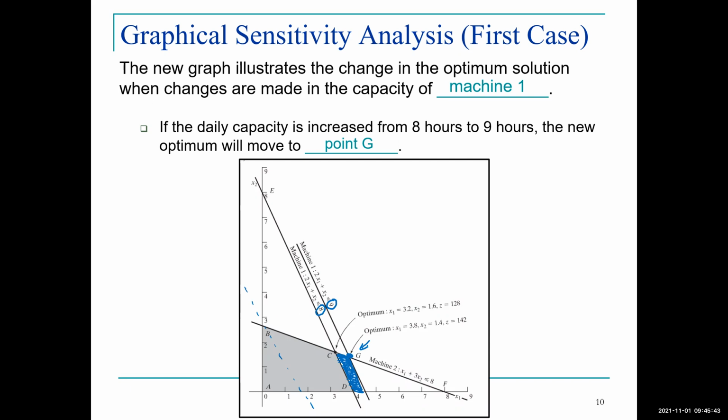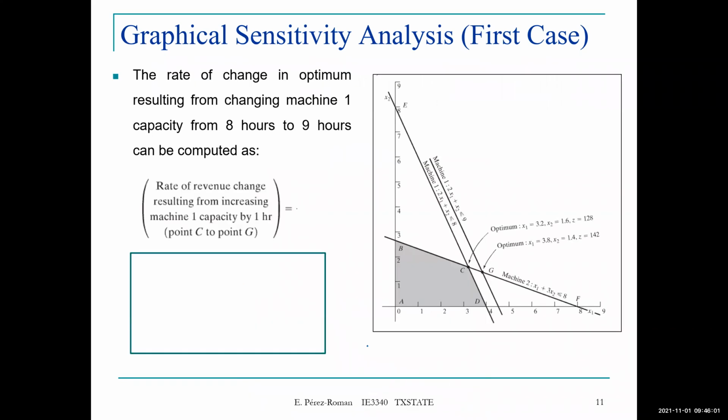Okay, so you can observe how things are changing by just making a small change in the problem formulation. By just increasing 1 unit on your resource capacity, you are changing the feasible region, and also the optimal solution of the problem can change. So the rate of change in optimal resulting from changing machine 1 capacity from 8 hours to 9 hours can be computed as follows. Okay, so this is how we're going to compute the rate of change.